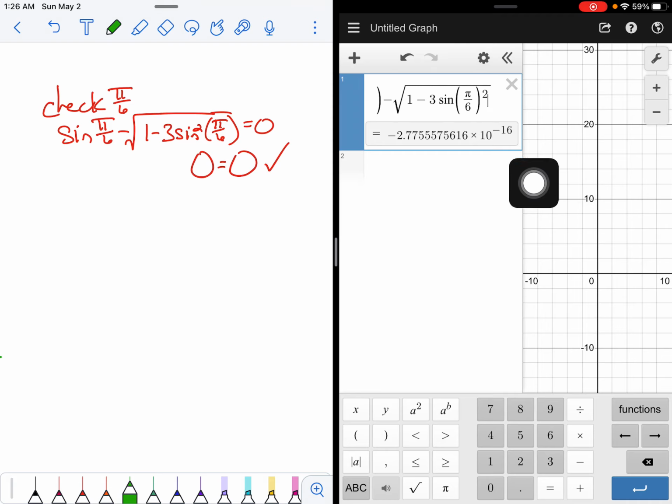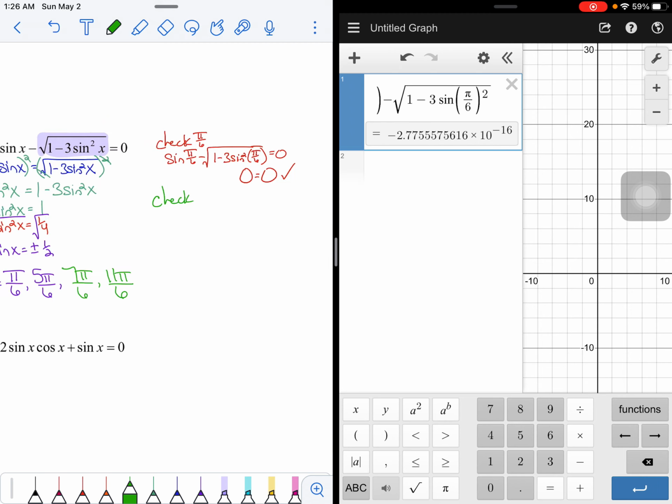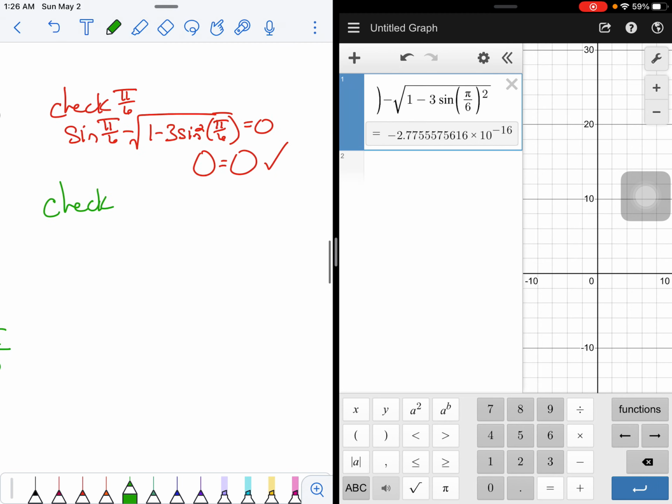So that answer checks out. I don't know why it has issues with this sometimes, but sometimes calculators just do that. So I'm going to go ahead and check my next answer, which was 5 pi over 6. I'm going to do the same thing: 5 pi over 6 minus the square root of 1 minus 3 sine squared of 5 pi over 6, and I'm hoping that equals 0.